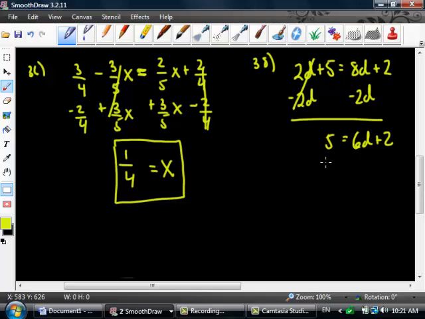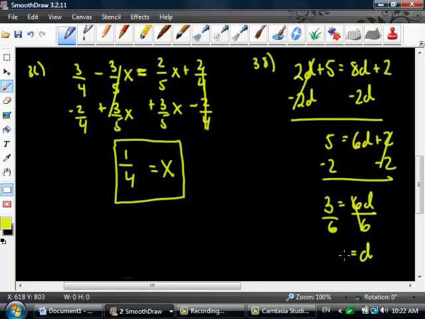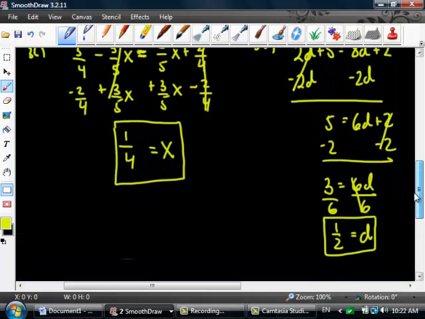Now that should look like something you know how to work with. I'm going to subtract 2 from both sides here. So you get 3 equals 6d. And we divide both sides by 6. And d equals 2, right? No! D equals what? 1/2. Please do not make that common error. Questions before we move on?